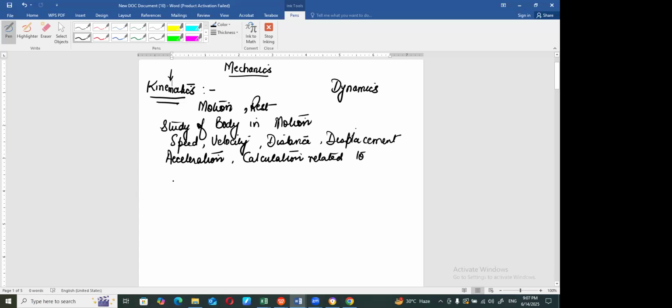Now, another very important thing is that in kinematics, there are two types of graphs, which we call kinematics graphs. One graph is called the distance time graph, and the other one is called the speed time graph. These are the graphs which are used to define a certain motion, right?